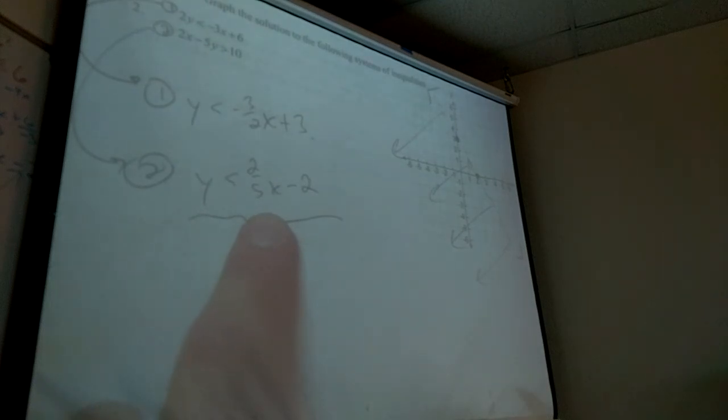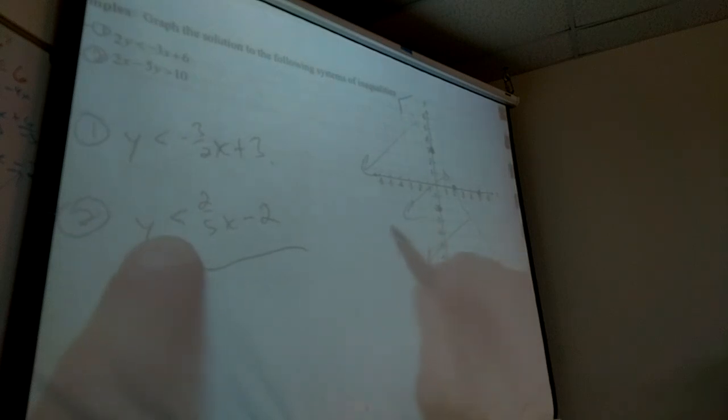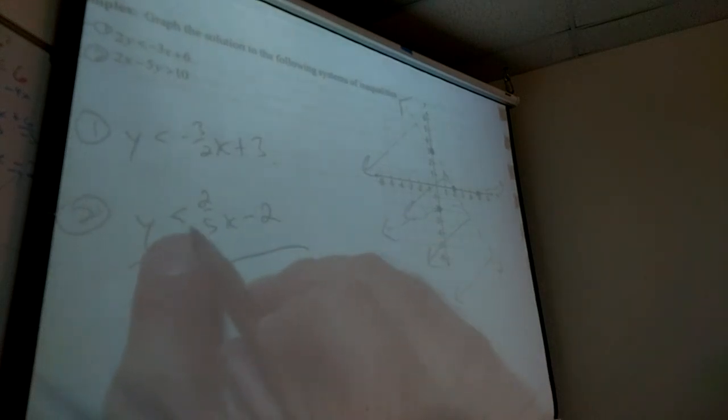So how do I graph this guy? What do I know about this guy? Yeah, -2. 0, -2 for the y-intercept. And then I go up 2 over 5. And again, it's a dashed line. And then I shade down.